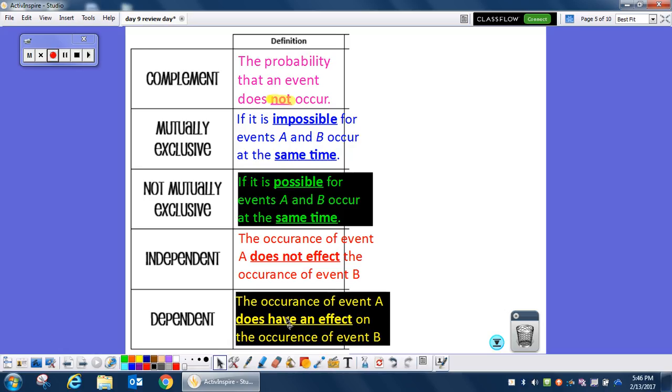So please make sure you make that change. Sorry if you wrote in pen. Shame on you though, you should be writing in pencil. Okay, so again, independent does not affect. So that would be if you are putting the cards back in. Dependent does affect. Okay?